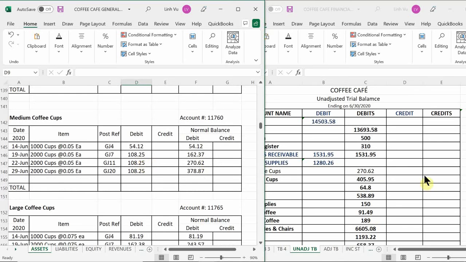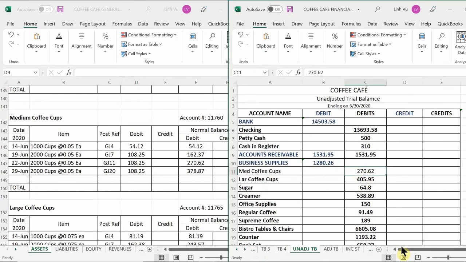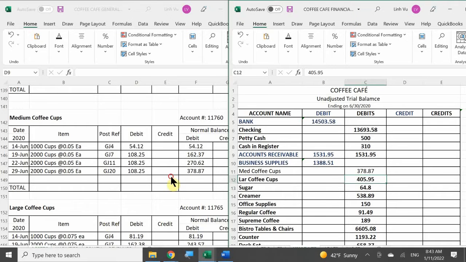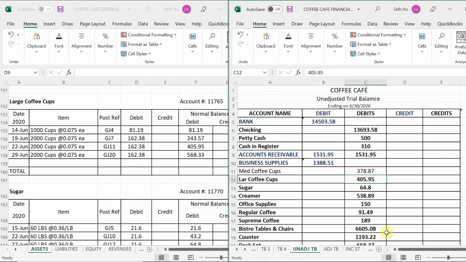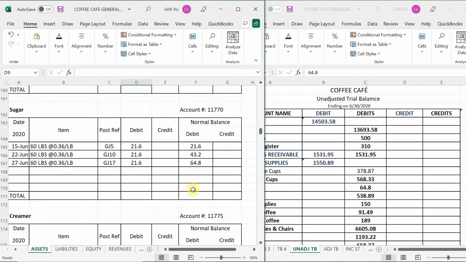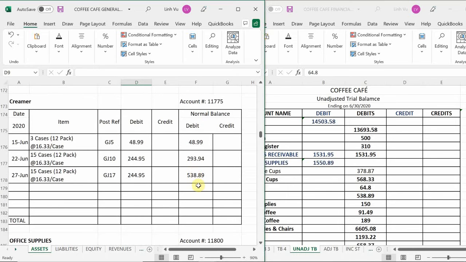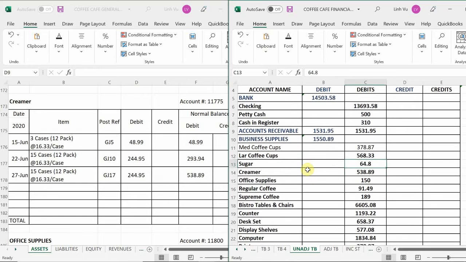So my medium cups is now at a total of $378.87. My large cups is now $568.33. My sugar is 64.80, and my creamer is 538.89. Give me a grand total of business supplies to be 1550.89. Okay.